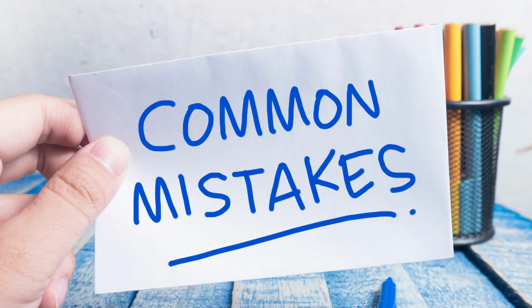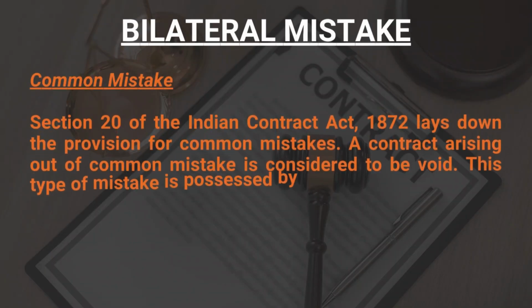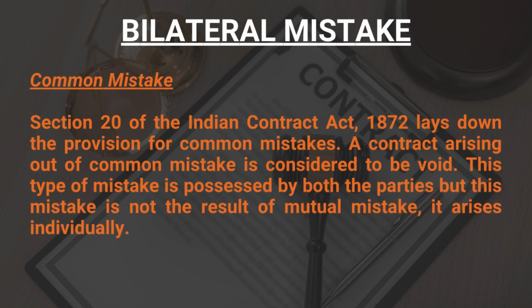Second set of mistake under bilateral is common mistake. Common mistake is defined under section 20 of the Indian Contract Act 1872. It lays down the provision of some common mistakes. A contract arising out of common mistake is considered to be void. This type of mistake is possessed by both the parties, but this mistake is not the result of mutual mistake.